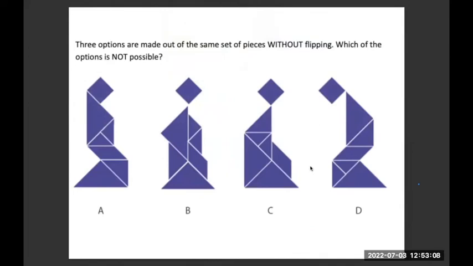Diagram puzzles, you have done this earlier, where you are given these different pieces, and one piece, just follow this question, okay? There's no changing that I've done. 3 options are made out of same set of pieces without any flipping. No flipping is done, okay? This is a condition which is given. Which of the options is not possible?